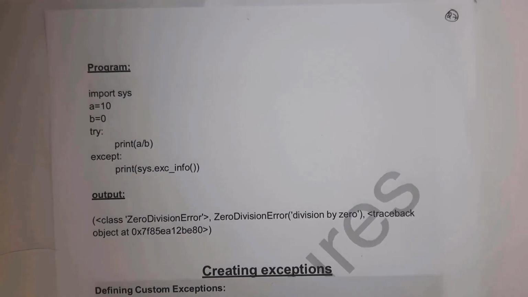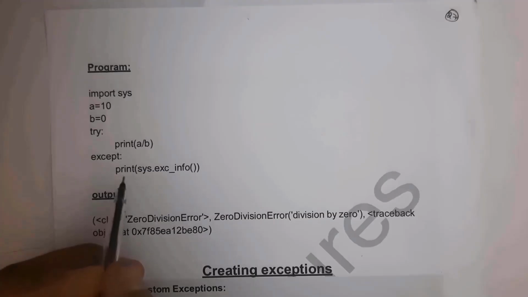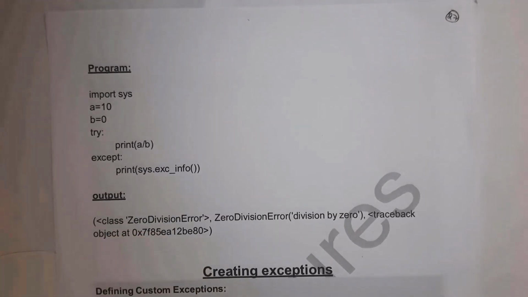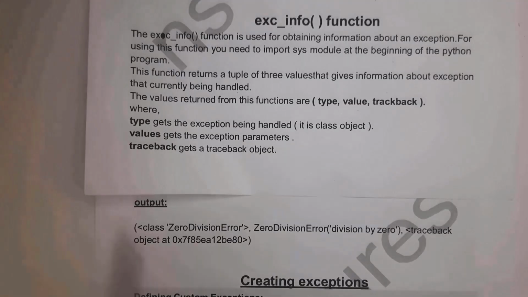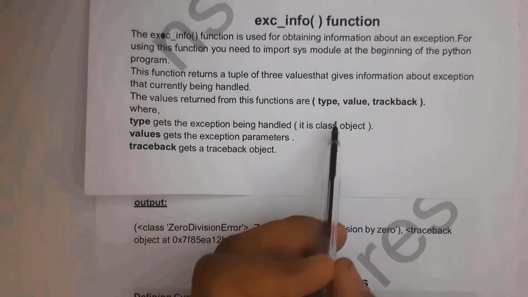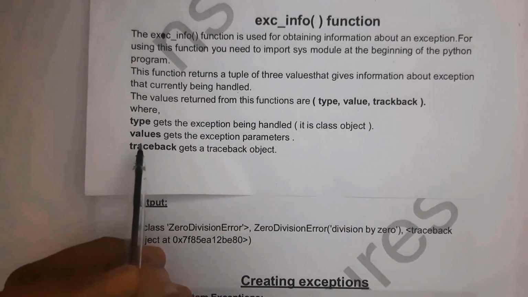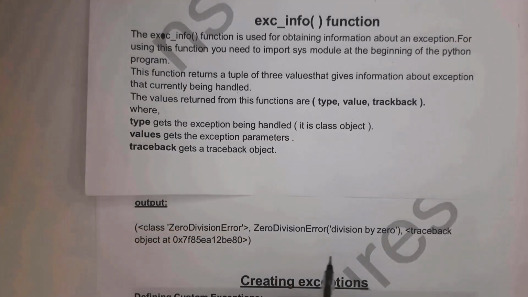This is program. We cannot divide any number by 0. It will skip this try block and it will execute except block. Except block contains statement, that is print sys dot exc_info. I already said before, exc_info function will display output in the form of tuple. Inside normal brackets, it will display 3 values. They are, first value is type. Type is nothing but class object. So you will get output class, zero division error. And next one is values. Values gets the exception parameters. This is my output. Zero division error, and this is reason, division by 0.